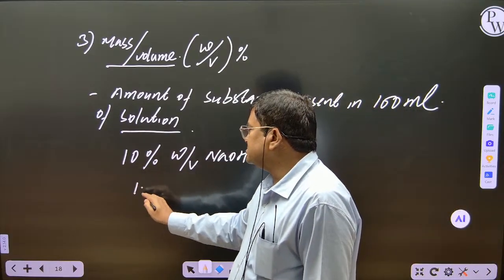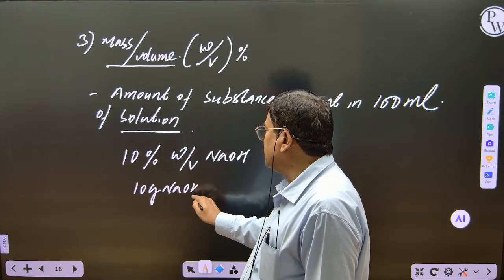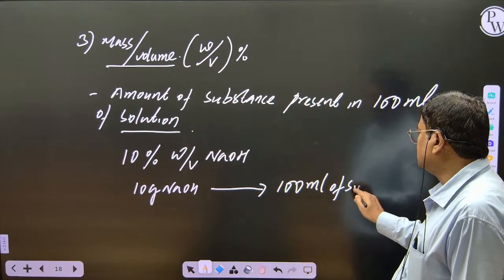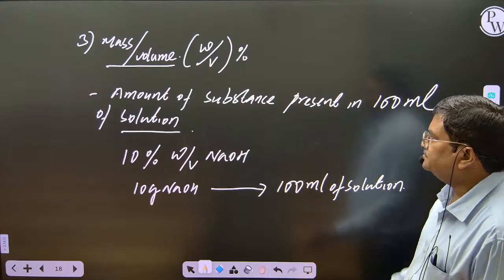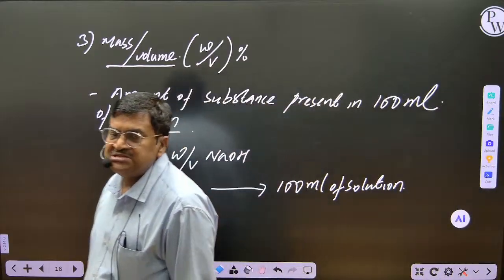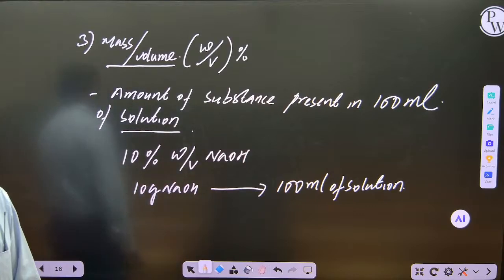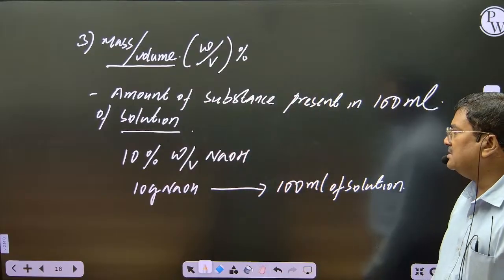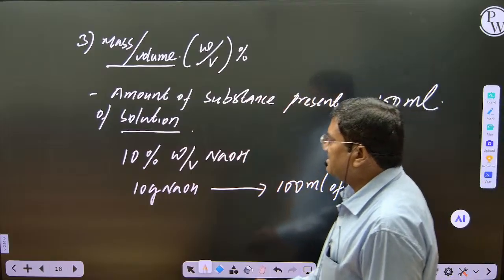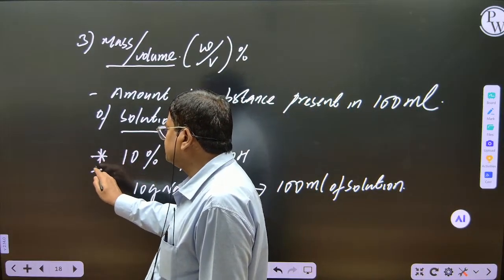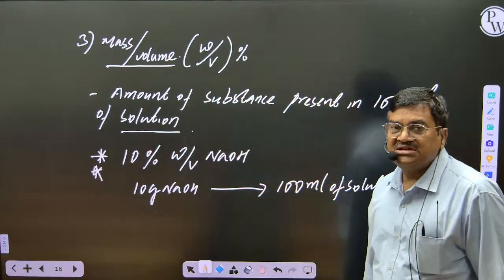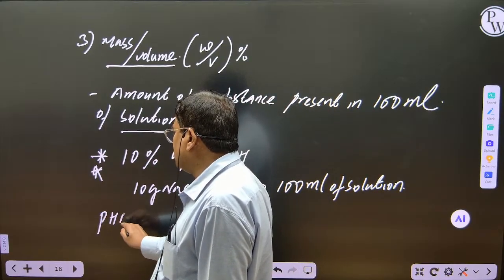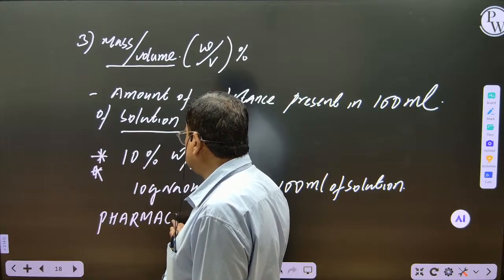Now, what does this 10% W by V NaOH mean? It means 10 grams of NaOH is present in how many ml of solution? It is present in 100 ml of solution. Understood? 10% W by V NaOH means 10 grams of caustic soda is dissolved in 100 ml of solution. That is called mass by volume percent. Copy that. And where do we express this concentration? In pharmaceuticals, in tablets, that is in drug preparation.